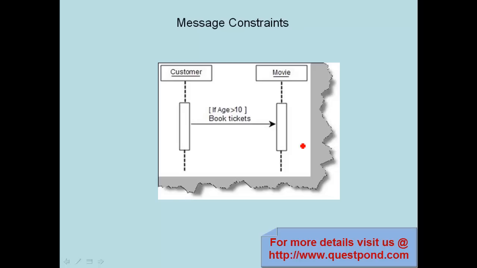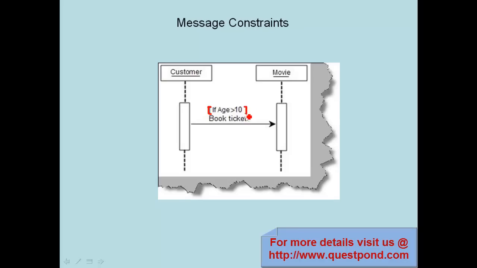The fourth kind of message which you would like to represent in your sequence diagram is conditions. Sometimes you would like your message interaction to happen only when certain conditions or certain constraints are fulfilled. So that's shown by using rectangular brackets.